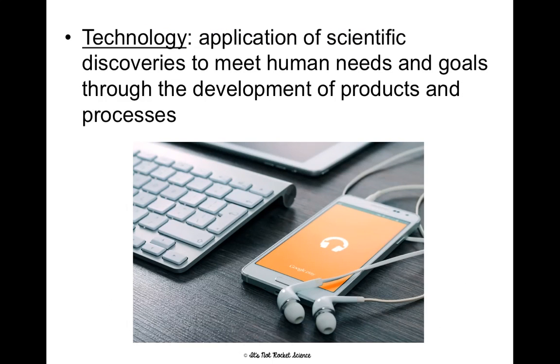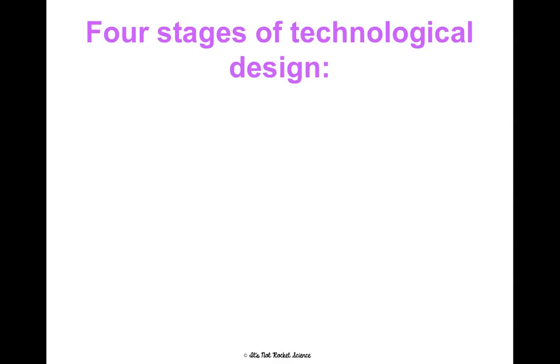An actual definition of technology is an application of scientific discoveries to meet human needs and goals through the development of products and processes. We're going to look at a compare and contrast later, but again, you're even seeing in here that science is a big part of technology, which is why we have a whole concept on this. So there are only 4 stages of the technological design process, but here they are.